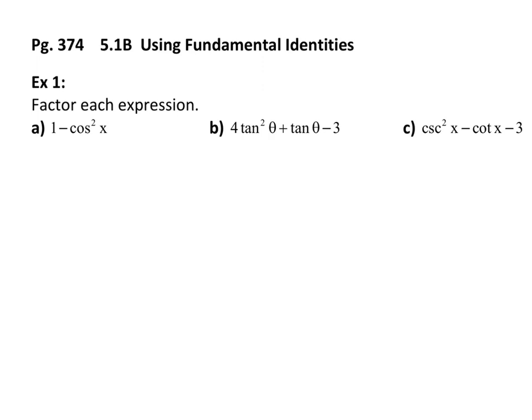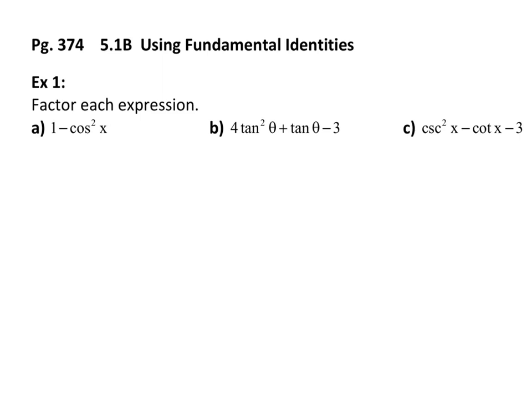Okay, starting lesson 5.1b, using fundamental identities. Once again, you have to use that yellow sheet with all the identities. Get familiar with them. Okay, so starting off, part A, 1 minus cosine squared x.